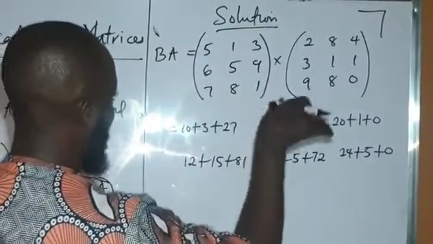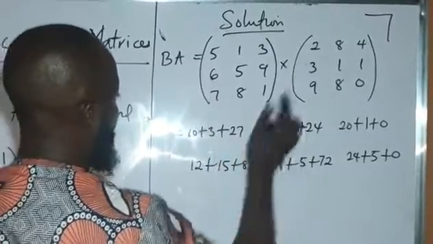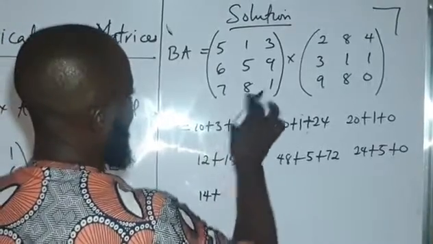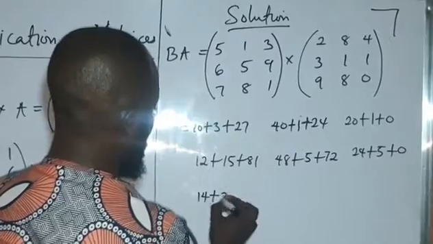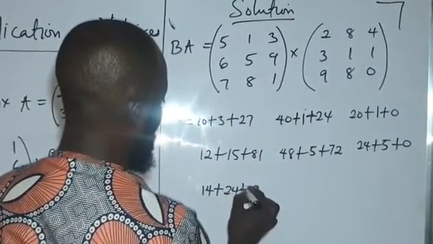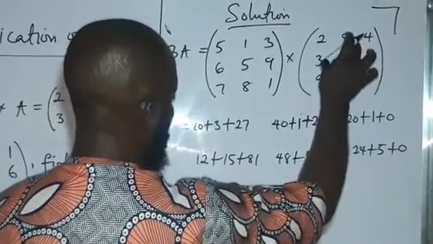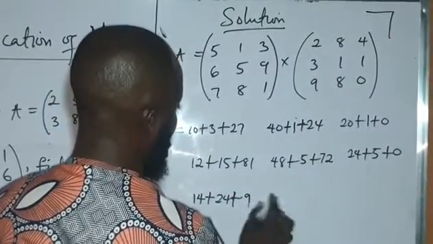Last row by column. Row multiplied by column. So 7 times 2, that is 14, plus 8 times 3, that is 24, plus 1 times 9, 9. So move to the next column here. 7 times 8, that is 56.